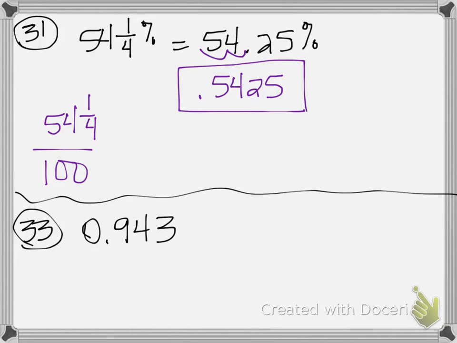Now 33 is working backwards. So if you're starting with a decimal and you want to go to a percent, then I would move my decimal point 2 places to the right. And that's going to give me 94.3%.